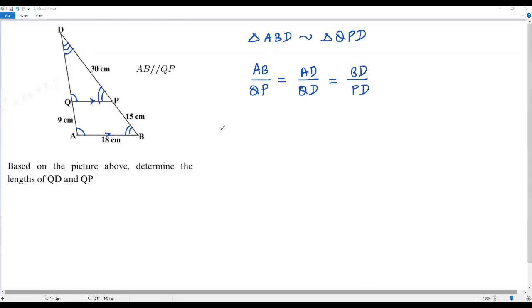Okay, now what we can do is substitute the known lengths. Do I know the length of AB? Yes, I know it's 18. It's given in the question itself. We can plug in 18 for AB. And for QP, I do not know, I have to find it. So we can write QP as it is.